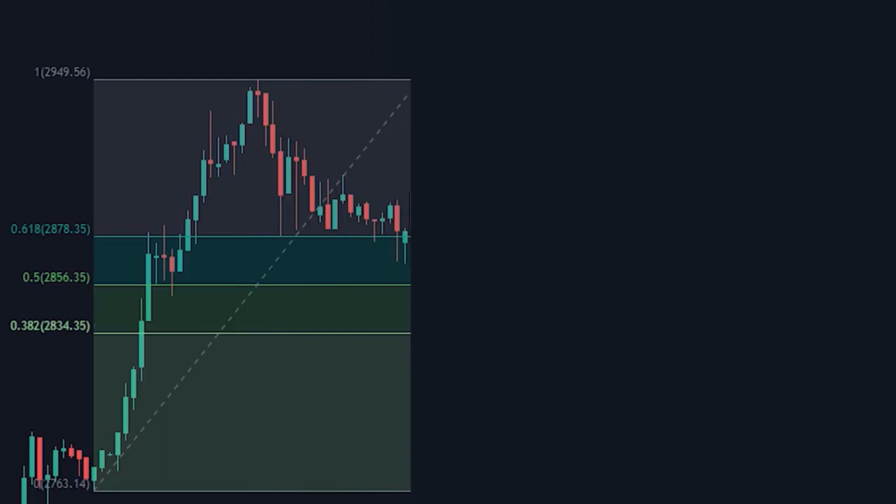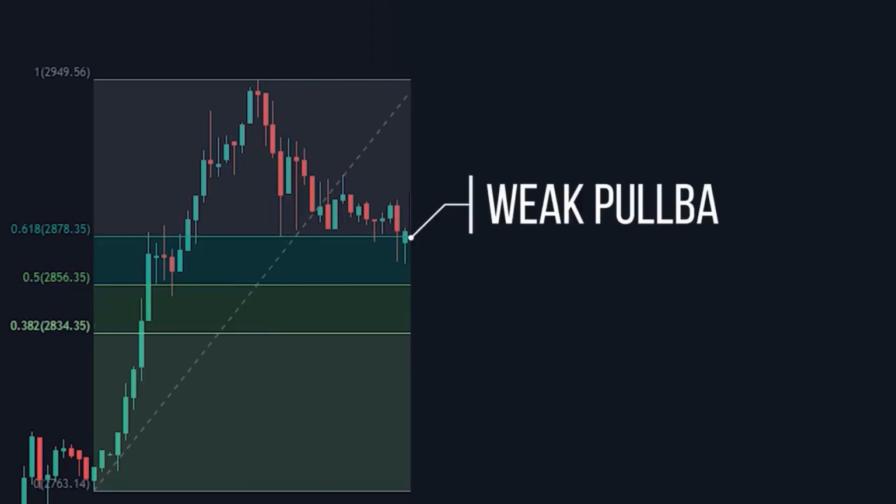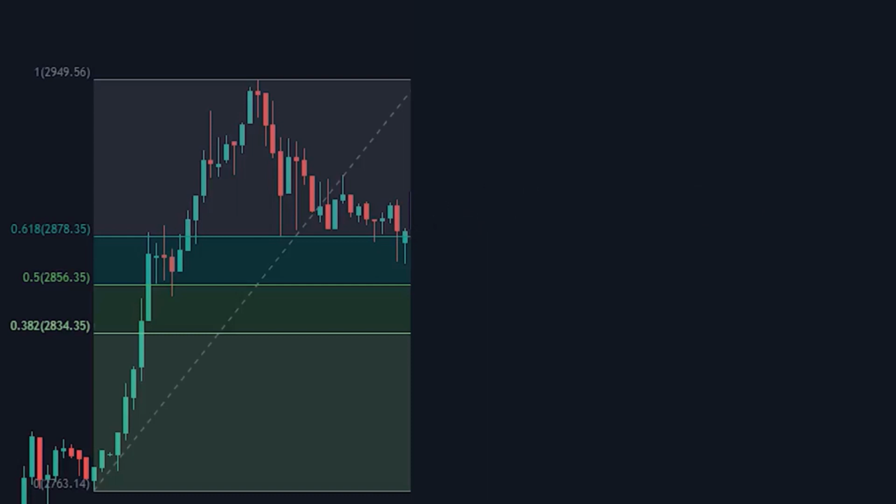As you can see in this example here, we set our lines to the low and to the high, and we can see the price rise, but then had a pullback only to the 0.618 line, which as we discussed earlier is a weak pullback. This is a very bullish sign. We enter the trade here. The price continues to go upwards after.